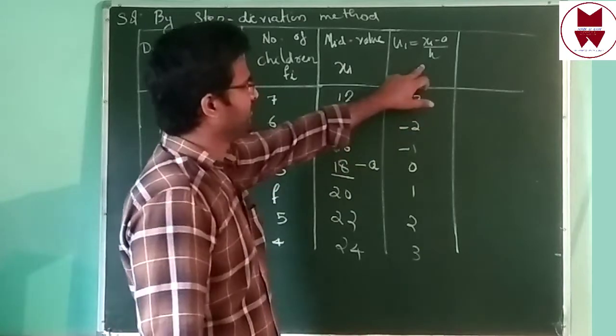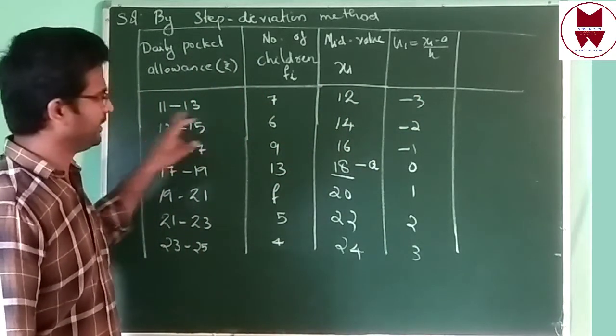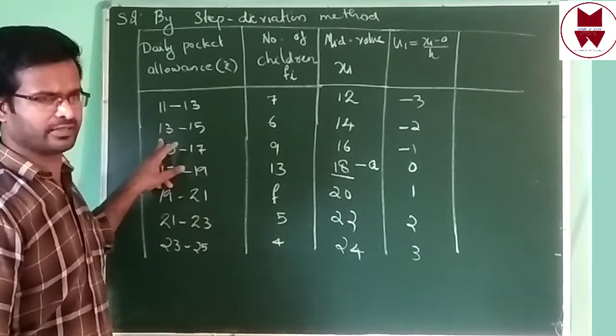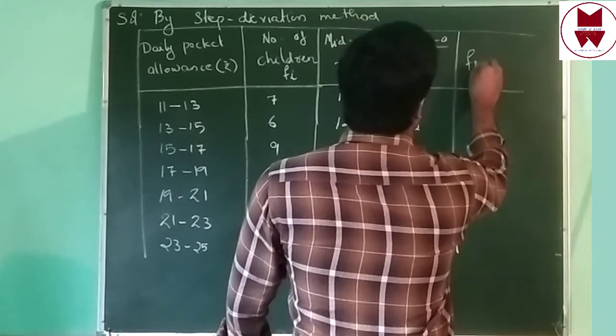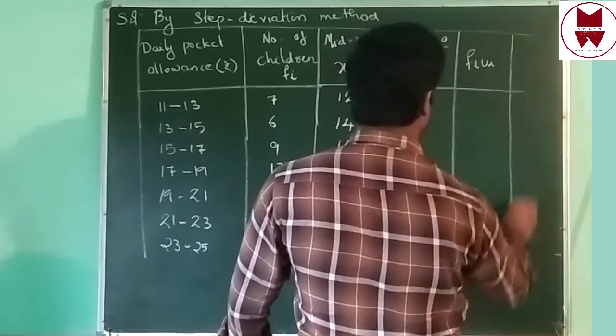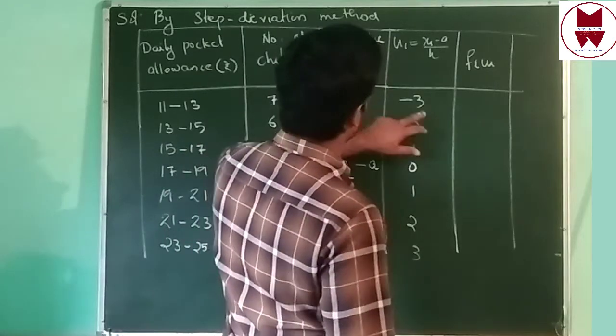Then what is h? h means here 13 minus 11. How much? 2, isn't it? h will be 2. 15 minus 13 is also 2. Then f i u i, multiply this f i and u i.